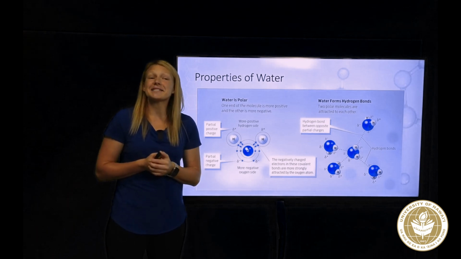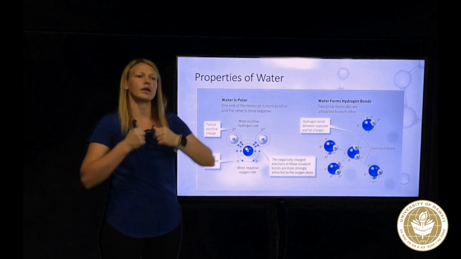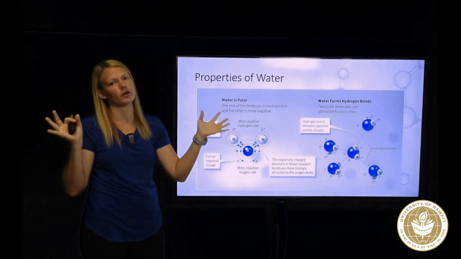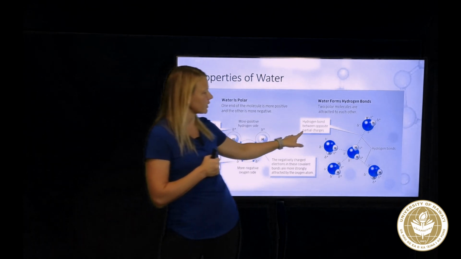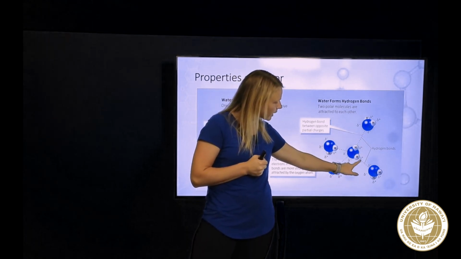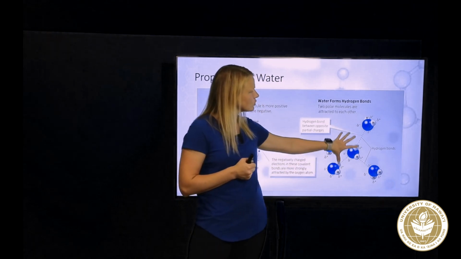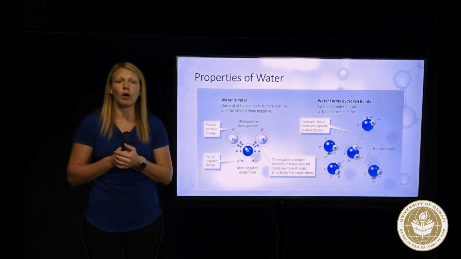Due to these slight electrical charges, water molecules are going to be attracted to each other, right? The negative charge of one molecule is attracted to the positive charge of the other molecule. Opposites attract. So this allows for hydrogen bonding between the opposite partial charges. So negative to positive, positive to negative, to form your hydrogen bonds between the water molecules.